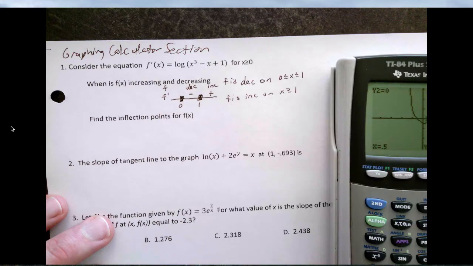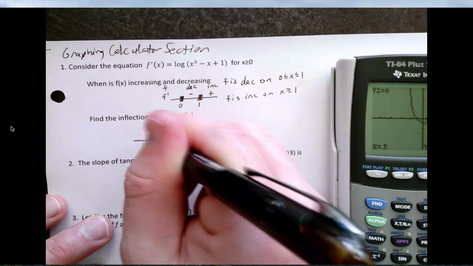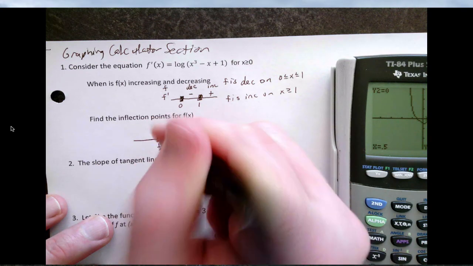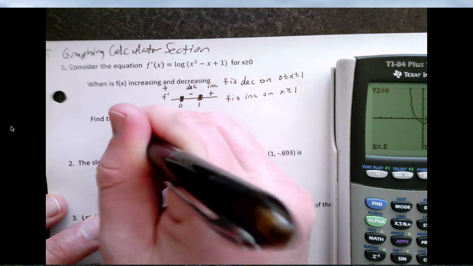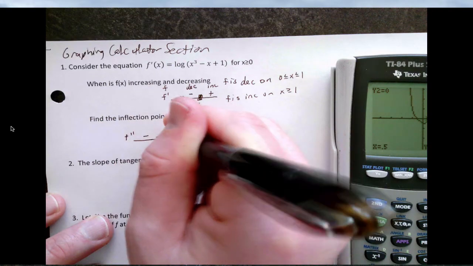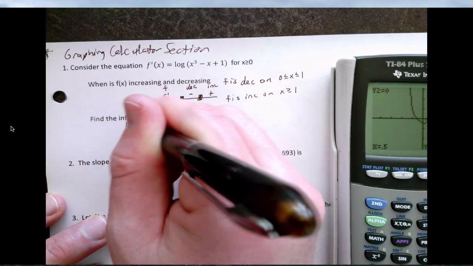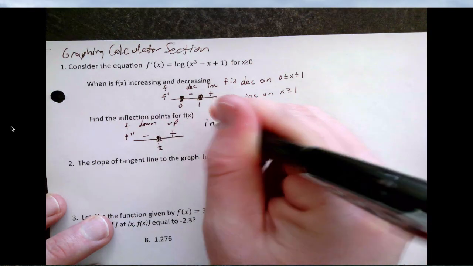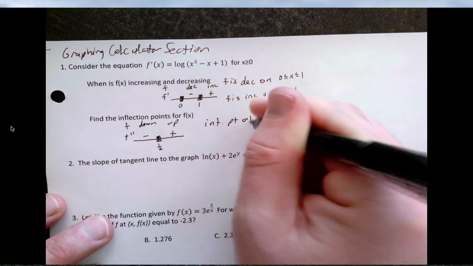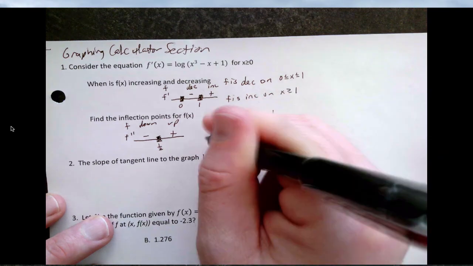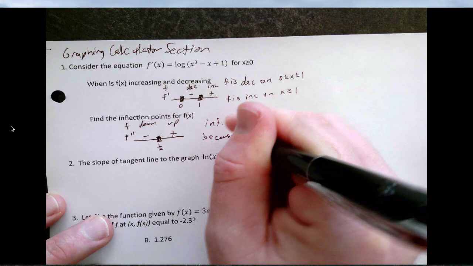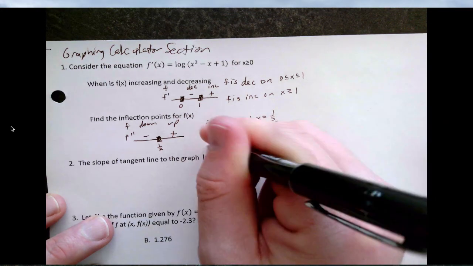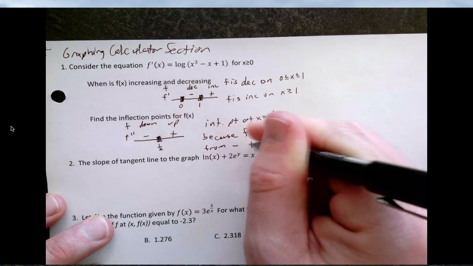All right, so I can see just a little bit of an analysis here. At 1/2, we have f double prime switching from negative to positive, so f switches from concave down to up. All right, so we have an inflection point at x equals a half because f double prime changes from negative to positive.